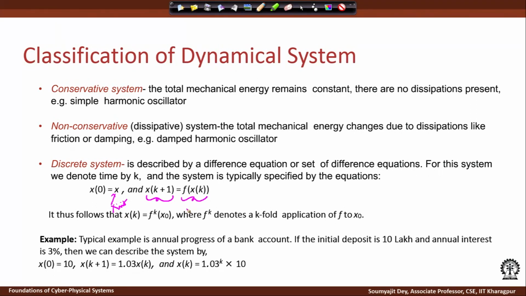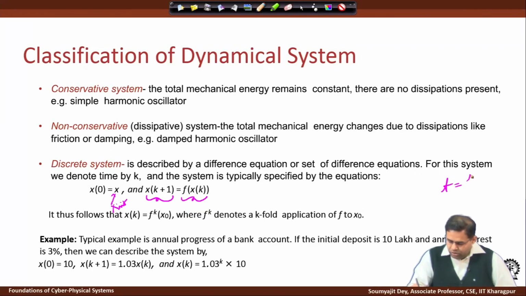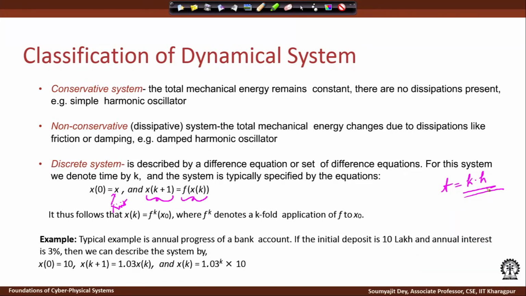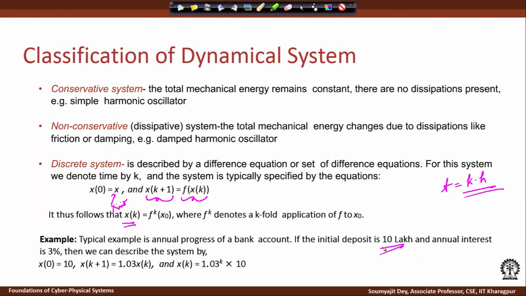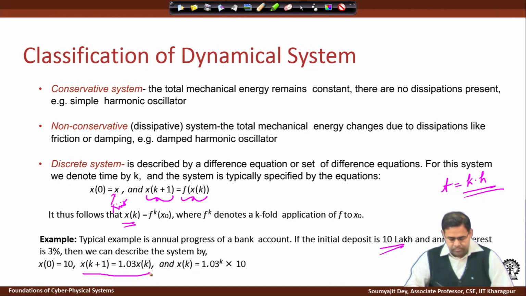Okay. So, if you work like this, suppose I want to know at some time t equal to k times h, or the kth time instant, what is the value of the state. It is given by f k, and the way I will evaluate it is, well, it is k times application of f on the initial state x naught. Okay. A simple example of such dynamics is the annual progress of a bank account. If you have an initial deposit of 10 lakhs and an annual interest rate of 3%, then you can describe this system with a period of 1 year as something like this, right.